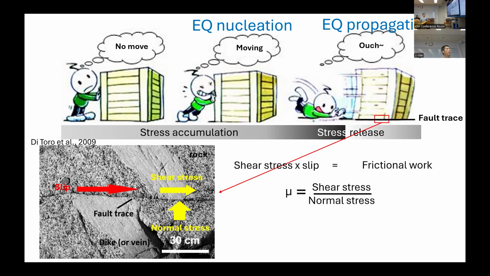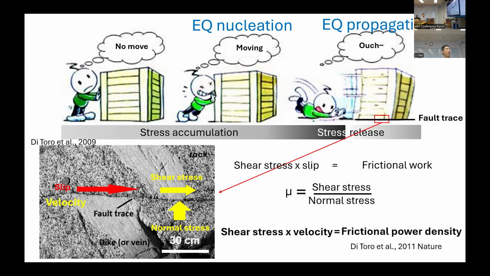But for earthquake physics, the most important parameter, also mentioned here, is called power density, frictional power density. The frictional power density is shear stress times velocity. So if you have very large velocity, you will generate very high frictional power density. And the high frictional power density will drive some thermally activated processes on this fault surface. That is something we want to highlight today.